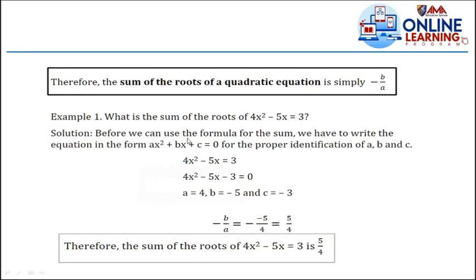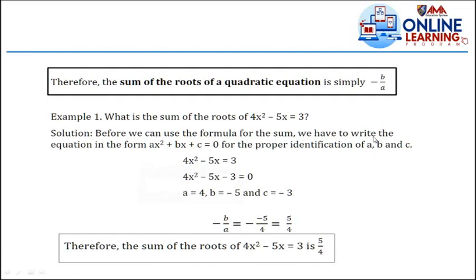Solution, before we can use the formula for the sum, we have to write the equation in the form ax squared plus bx plus constant is equal to 0, for the proper identification of your constant value, the a, b, and c. So we have 4x squared minus 5x equal to 3. If we're going to transpose to this side, we have now 4x squared minus 5x minus 3 is equal to 0. So with that, your a is equal to 4, your b is equal to negative 5, and your c is equal to negative 3.